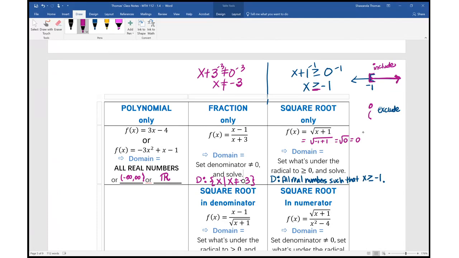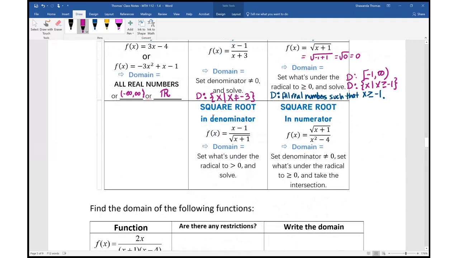All right, so you could write this in interval notation as bracket negative 1 all the way to positive infinity. Another way you could write it in set builder notation: braces x such that x has to be greater than or equal to negative 1. So those are 3 different ways you could have written that answer. Choose a way that you like the best.